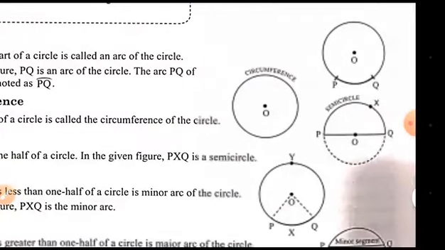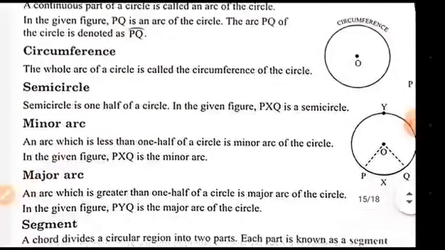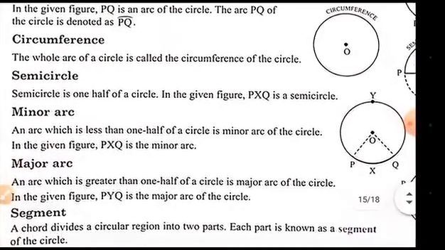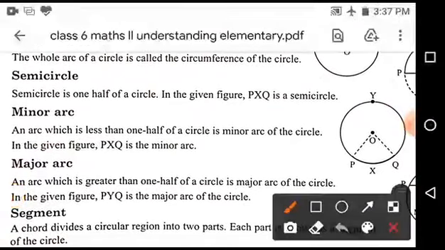Now next one is semicircle. If we draw a circle with the help of an arc and a diameter, then the part of a circle is known as a semicircle. It is just half of a complete circle. Next one is minor arc. We draw a small portion on the boundary of a circle, then this small portion is known as a minor arc, and the rest portion of a boundary is known as a major arc.